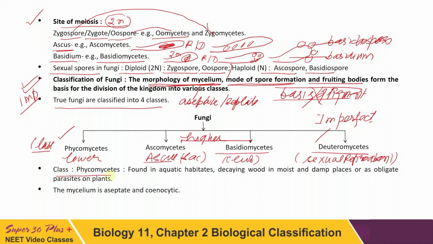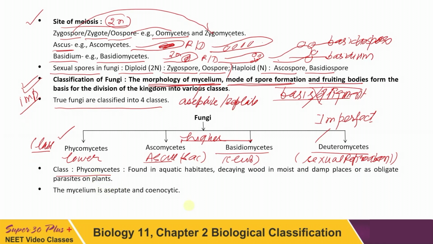Class Phycomycetes, this is the lower group of fungi. Then Ascomycetes, ascus or sac fungi. These are the higher fungi. So we have to discuss one by one. That is, Phycomycetes first, Ascomycetes, and so on. The first one is Phycomycetes.